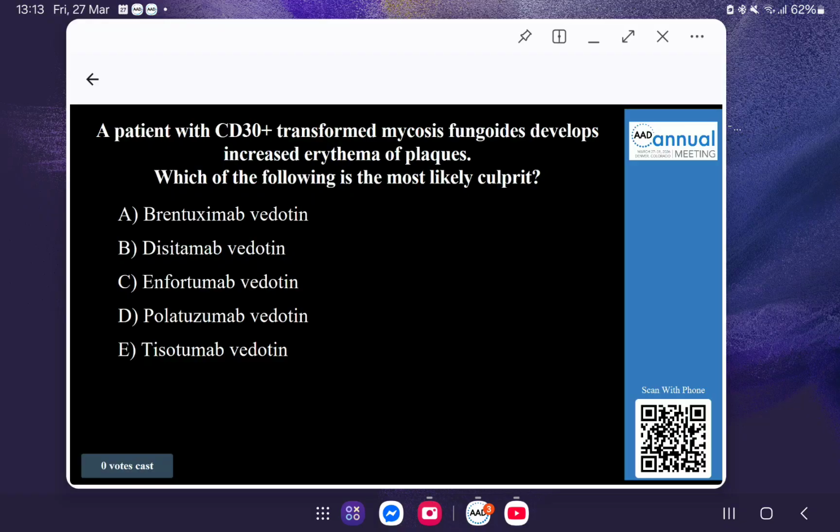So a patient says that they have CD30 positive transformed mycosis fungoides, and they have increased erythema of their plaques. What's the most likely culprit? They all end in vedotin.